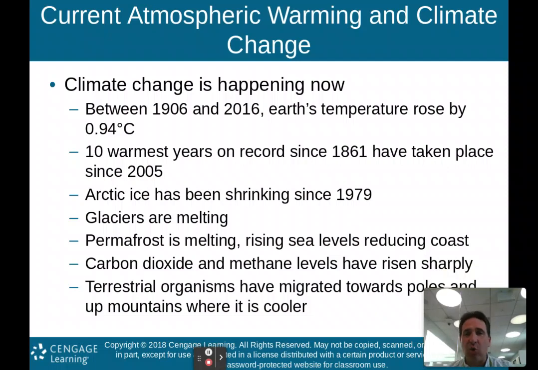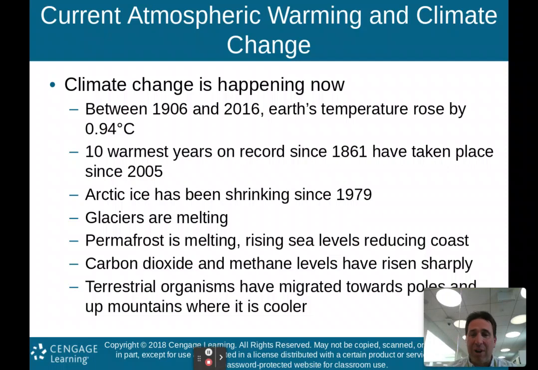The 10 warmest years on record since 1861 have taken place since 2005. So since 2005, we have had the 10 warmest years on record since we really began taking good temperature records in the mid-1800s. Arctic ice has been shrinking since 1979. That's a fact. Glaciers are melting. That's a fact. Permafrost, all right, what is permafrost? In the Arctic area, the ground stays permanently frozen most of the year. Well, the permafrost is melting, and as a result, rising sea levels are also reducing coastal areas. Carbon dioxide and methane levels, again, they've risen sharply.